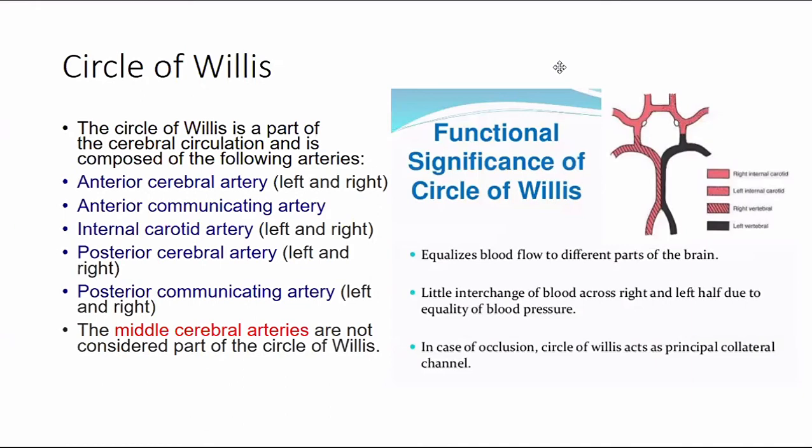This is just a representation showing that there's little interchange of blood across the right and left half due to equal pressures between the arteries. So there is no interchange of blood. Now, in case of the occlusion of the arteries distal to this collateral channel, proximal to this collateral channel, the circle of Willis acts as a principal collateral channel, in case of occlusion.